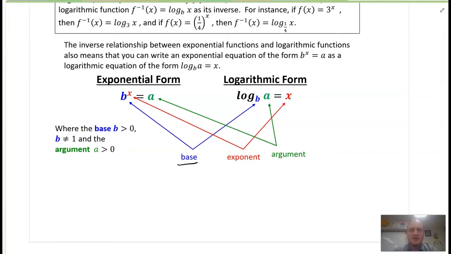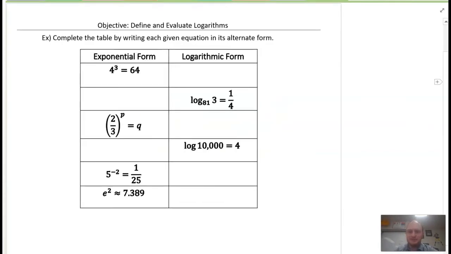So b to the power of x is log base b, and then inputs and outputs switch. If I have b to the power of x is equal to a, then my logarithm is going to be log base b of a is equal to x. Inputs, outputs, switch. I can't say it enough. Let's look at some examples.